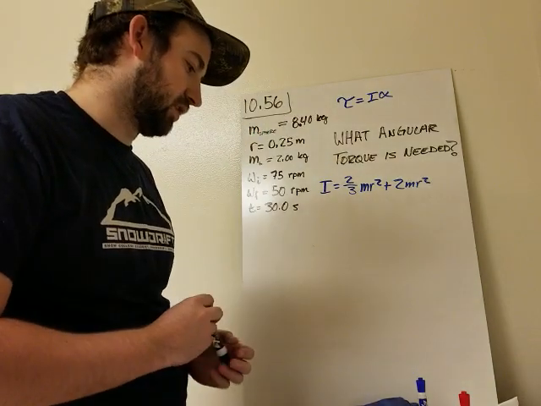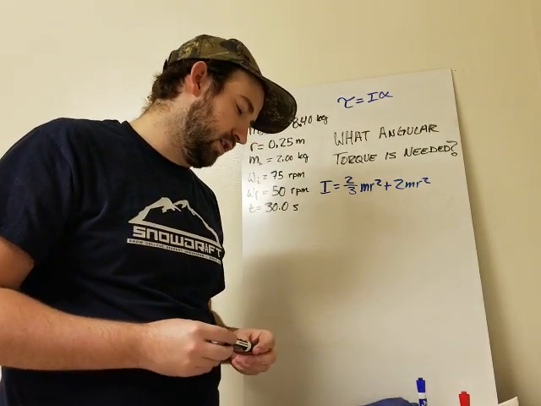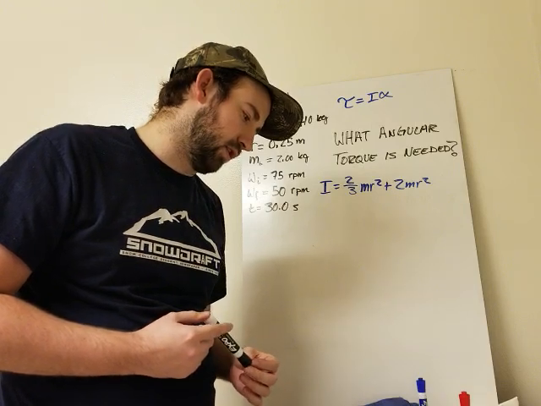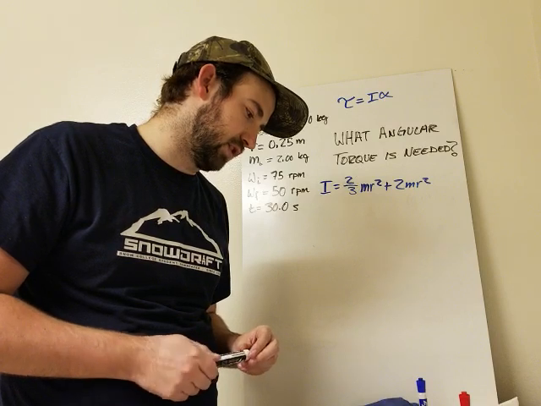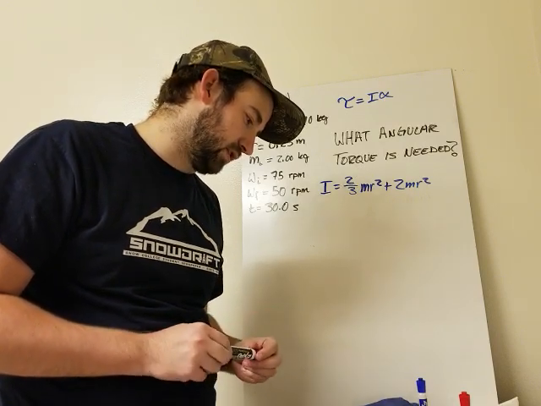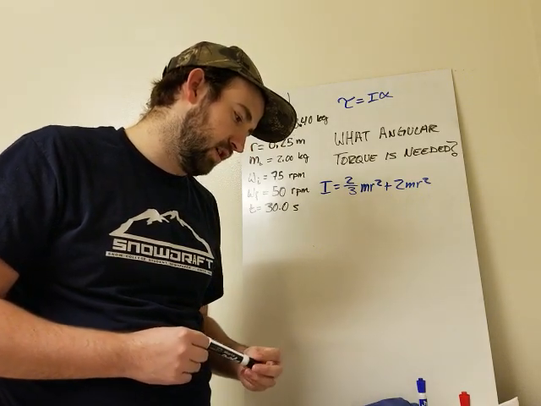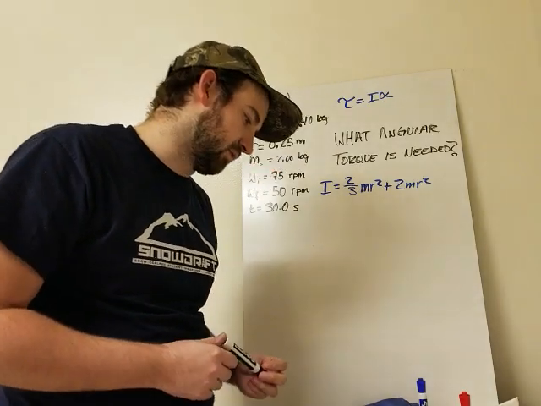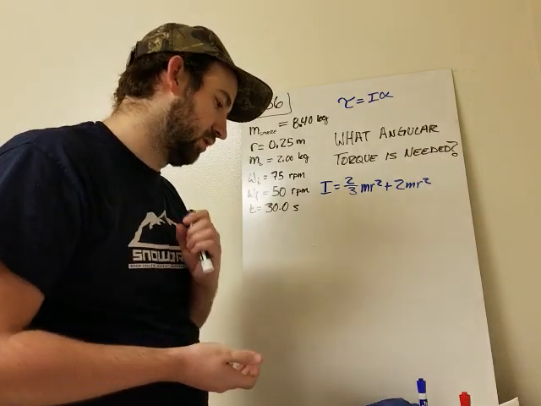This problem says a uniform 8.4 kilogram spherical shell 50 centimeters in diameter has 4 small 2 kilogram masses attached to its outer surface and equally spaced around it. This combination is spinning about an axis running through the center of the sphere and 2 of the small masses. What friction torque is needed to reduce its angular speed from 75 RPM to 50 RPM in 30 seconds?